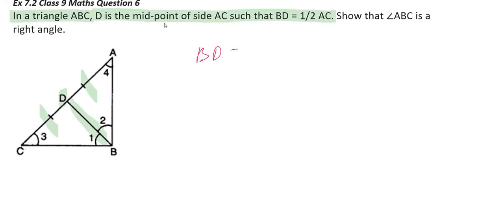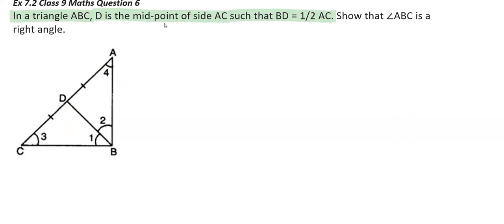This length BD is half of AC, right? So as you can see, half of AC can be AD. As D is the midpoint, half of AC will be either AD or DC. You can take any one of them. As a result, what do we get to know? We know that this is equal to this, given, and BD is equal to half of AC. That means these three sides are equal. They belong to different triangles, but they are equal.